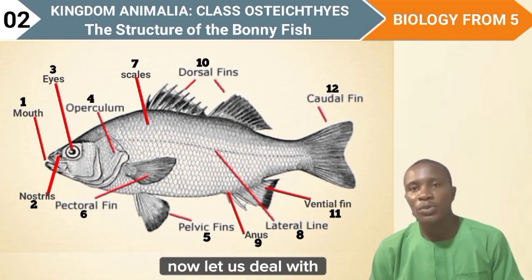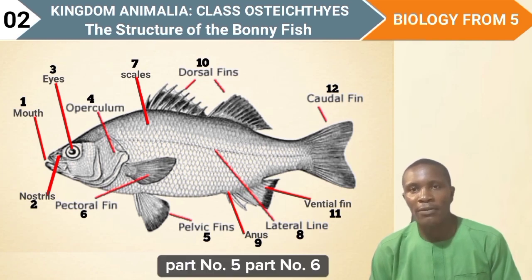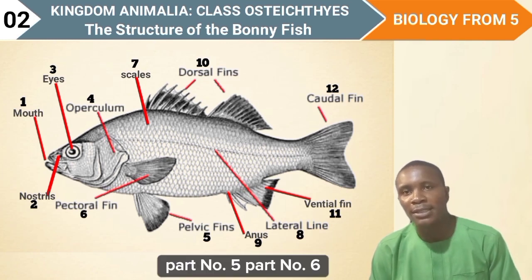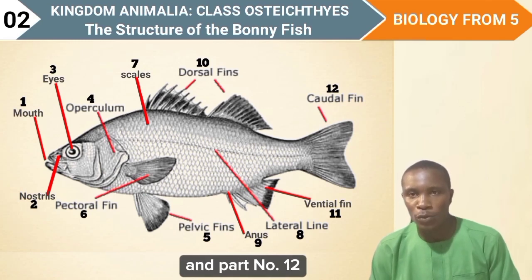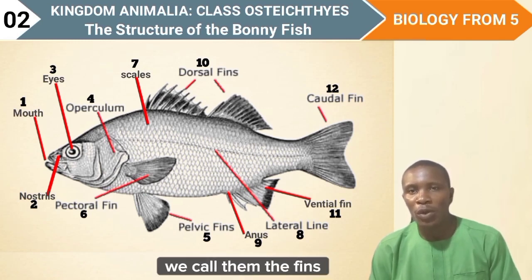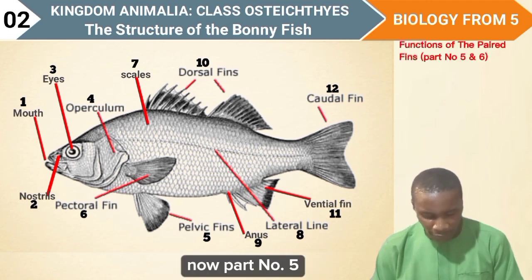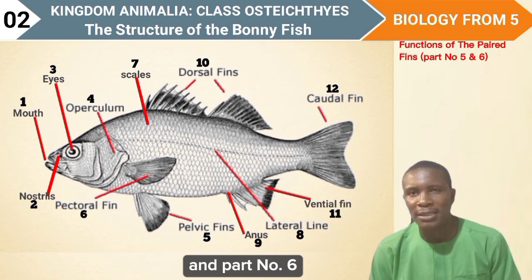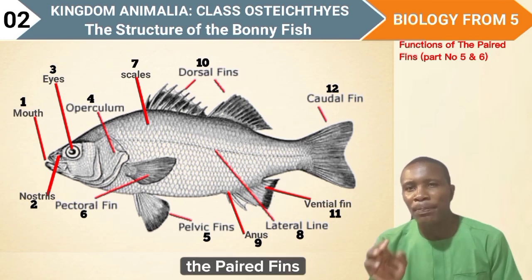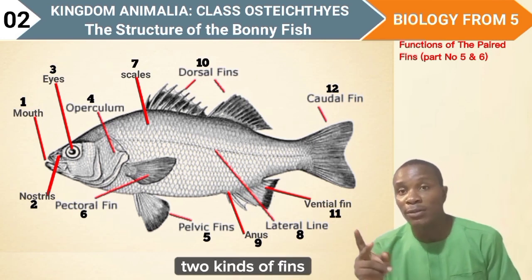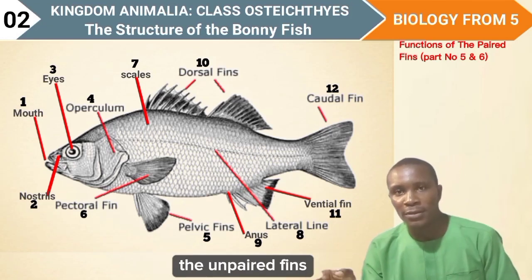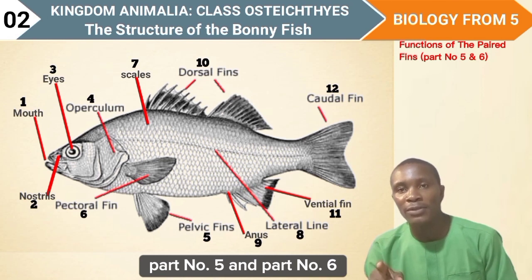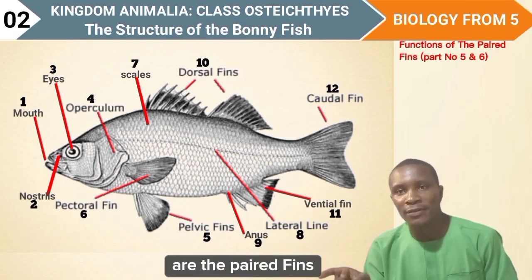Now let us deal with part number 5, part number 6, part number 10, part number 11, and part number 12. All these parts, we call them the fins. Now, part number 5 and part number 6 are principally the paired fins, because there are two kinds of fins. You have the paired fins and you have the unpaired fins. Part number 5 and part number 6 are the paired fins.